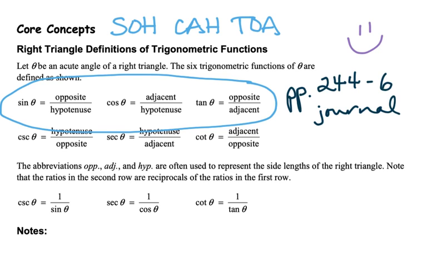The reciprocals then are called cosecant, secant, and cotangent, respectively. They're exactly upside down of the three basic ones. We will be using these abbreviations, okay, from now on. So take some notes. We're going to move on.